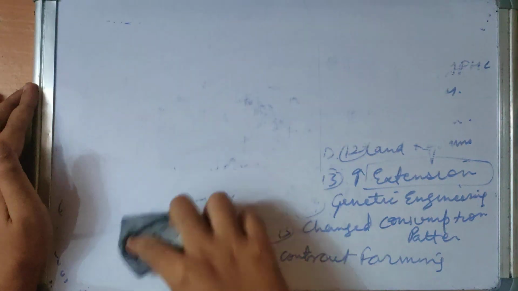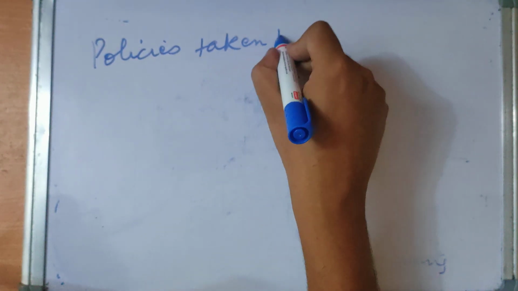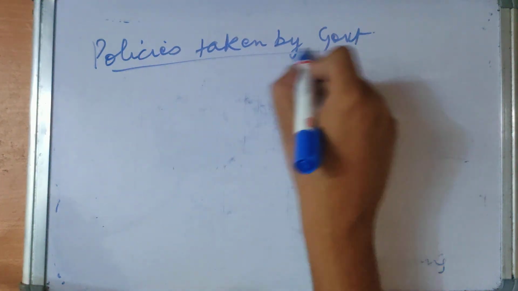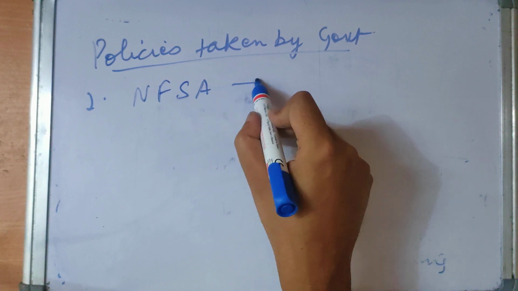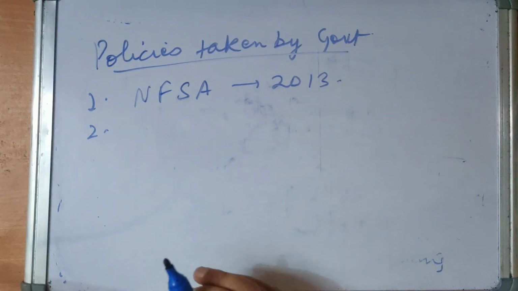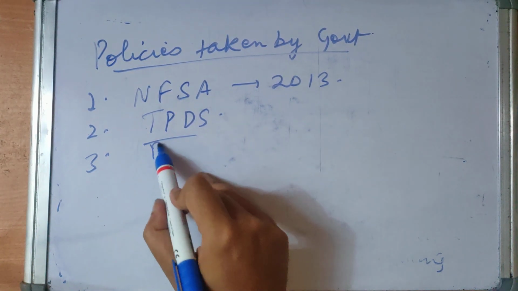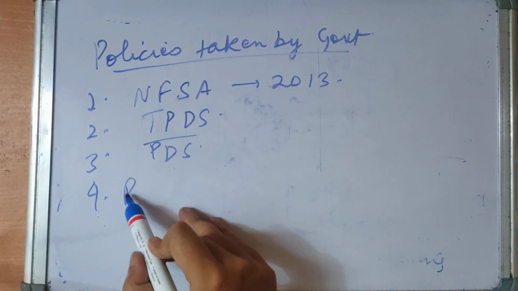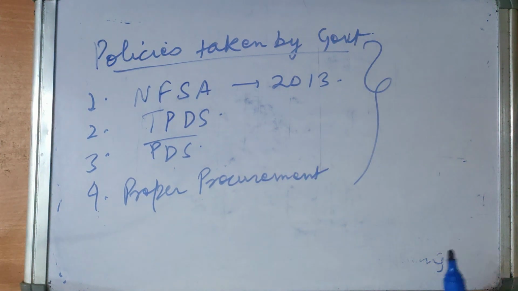Now, what were the policies taken by the government? Which policies led us to food grain surplus? First of all, the National Food Security Act, NFSA 2013, is very important. Number 2 is TPDS, that is Targeted Public Distribution System. We will discuss it later. PDS, Public Distribution System. We have proper procurement. So these are some major policies through which the food grain surplus and good food production and consumption trends in India can be seen.